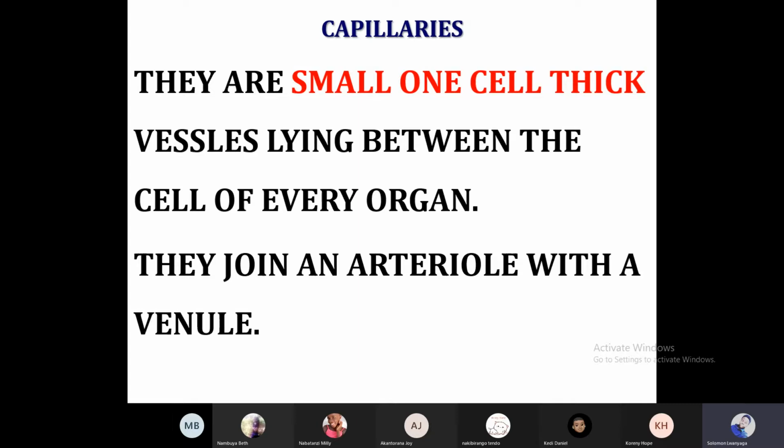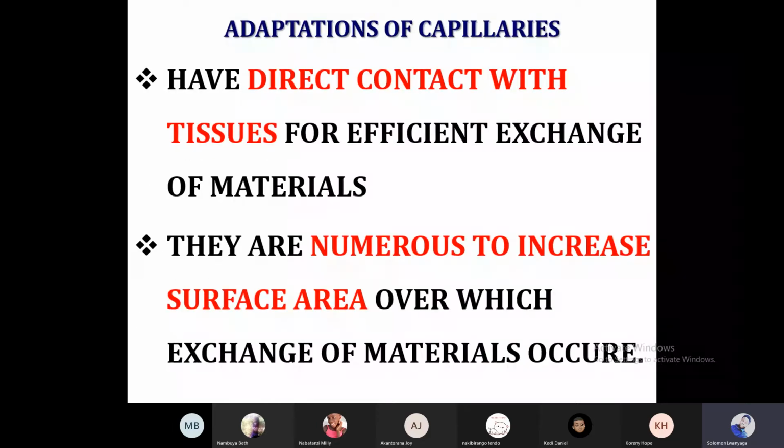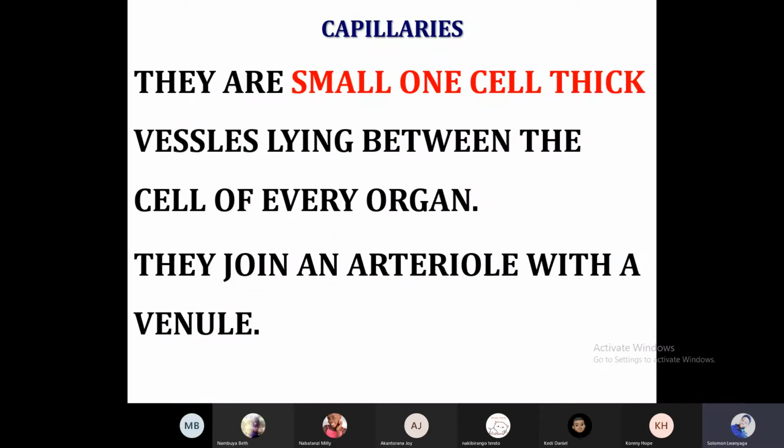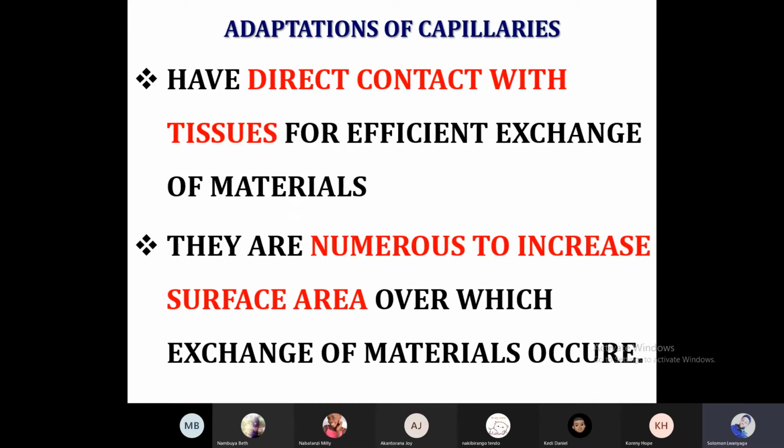And then we are saying capillaries join an arteriole with a venule. They join the arteries and the veins. How are they adapted to do their function? First and foremost, you have to understand their function. Being that they are between the cell of every organ, exchange of materials occurs at the capillary point. And we are saying here that capillaries have direct contact with tissues.